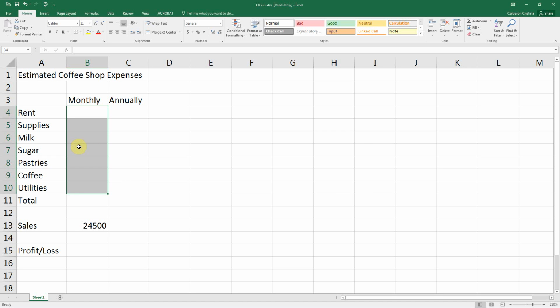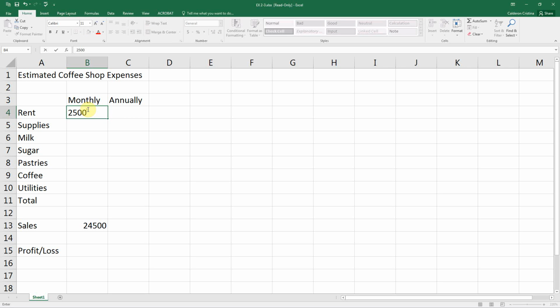Monthly sales are already included in the worksheet. Create a formula in C4 that calculates the annual rent. So first we have to do the sales. They came up with $2,500 for the monthly rent. We're just entering that data.